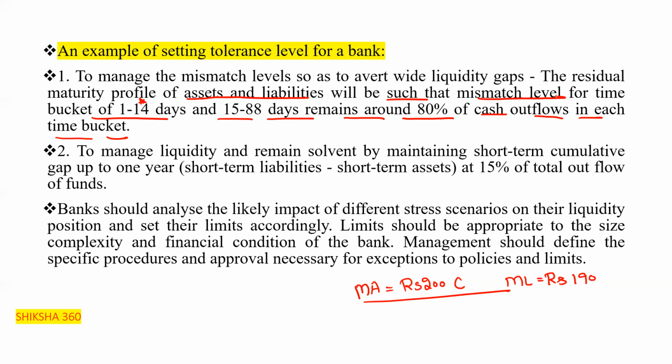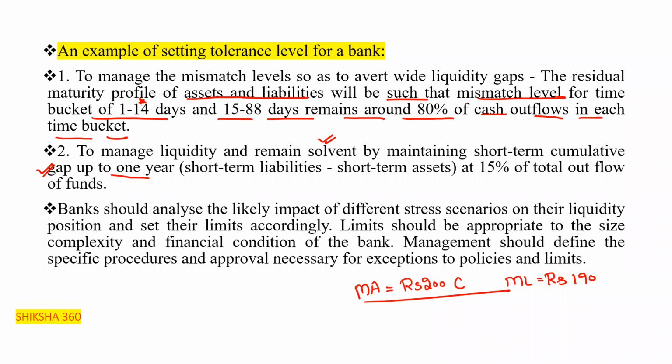So to manage liquidity and remain solvent, that is, to have adequate funds, we have to maintain a short term cumulative gap up to 1 year, that is short term liabilities minus short term assets, at 15% of the total outflow of funds.